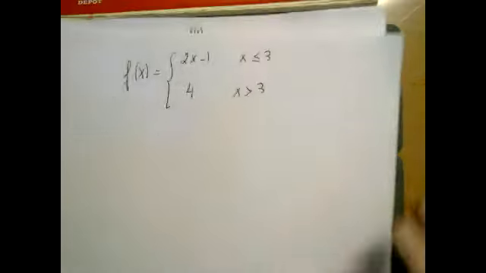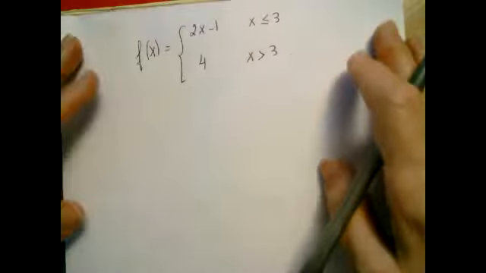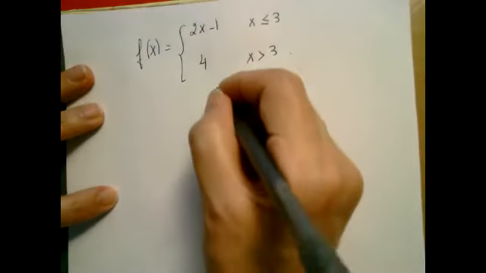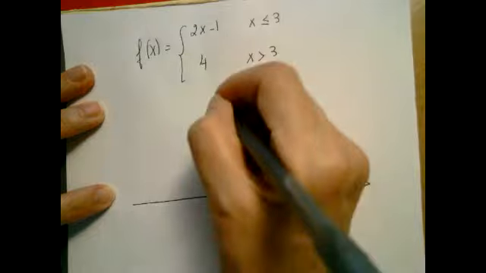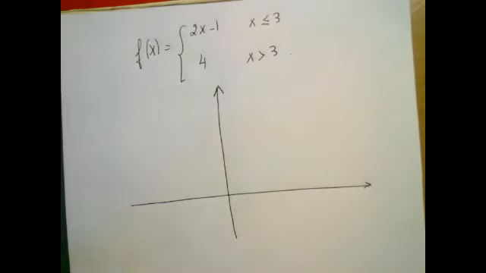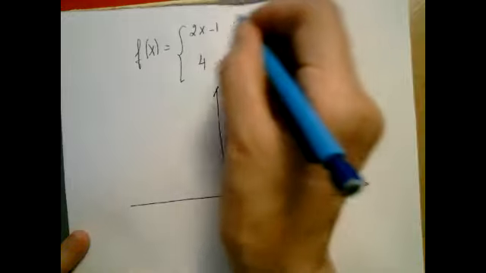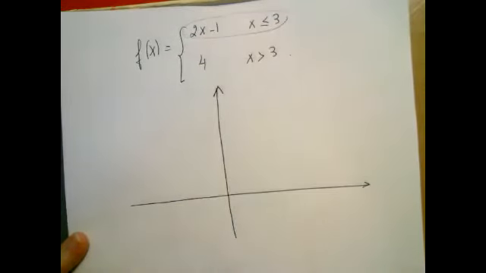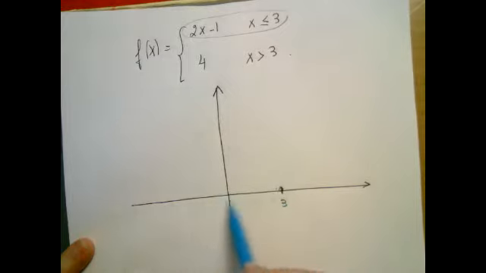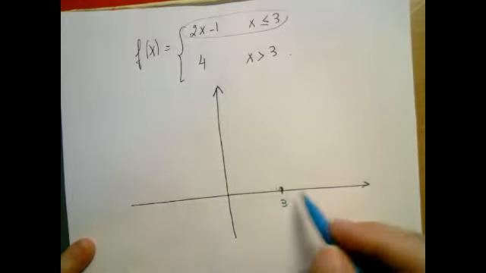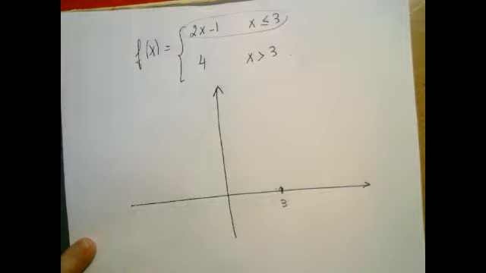Okay. So let us do that. I will do it very slowly. I will do the first one very slowly. So this is my graph right there. And how we are going to graph this function: the output depends absolutely on the input. So this is my 3 right here. Up to 3, there is one rule. After 3, there is another rule.